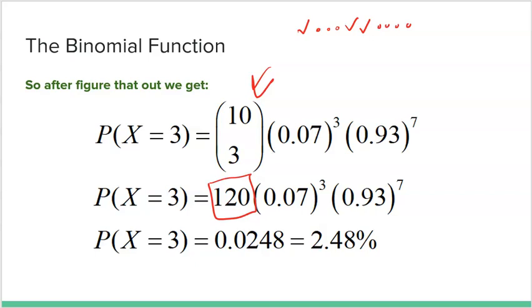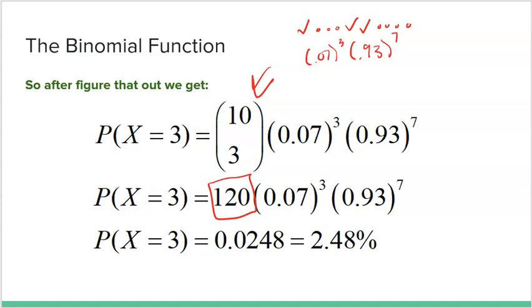You have to understand that those check marks are worth 7%, and there's 3 of them. The failures are 93%, and you have 7 of them. But the hard part is figuring out how many different ways can you have those 3 check marks. And I don't want you to have to worry about that. I want you to use the calculator that tells you 120.